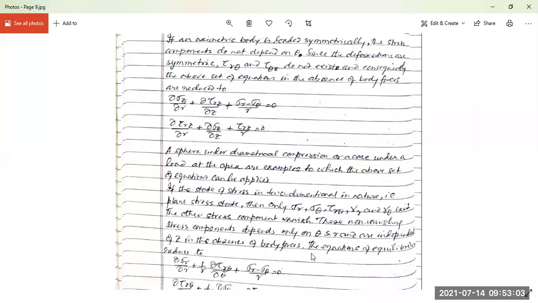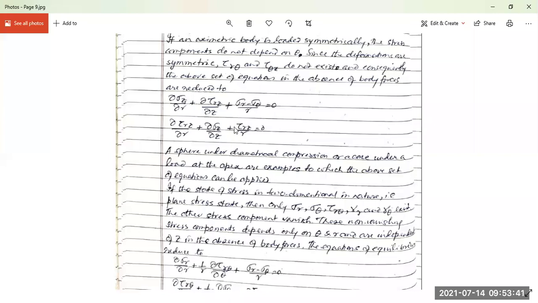So these equations of equilibrium again reduce to: d sigma r by dr plus 1 by r d tau r theta by d theta plus sigma r minus sigma theta divided by r equal to 0. D tau r theta by dr plus 1 by r d sigma theta by d theta plus 2 tau r theta by r is equal to 0. So thus we have got a differential equation of equilibrium, set of equations 1, 2, and 3.